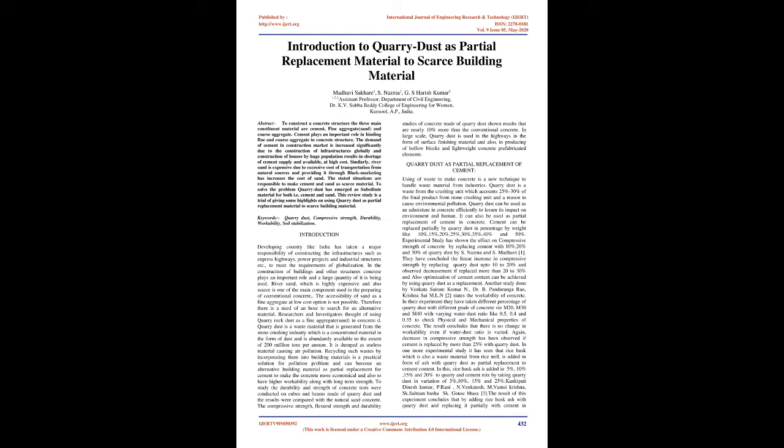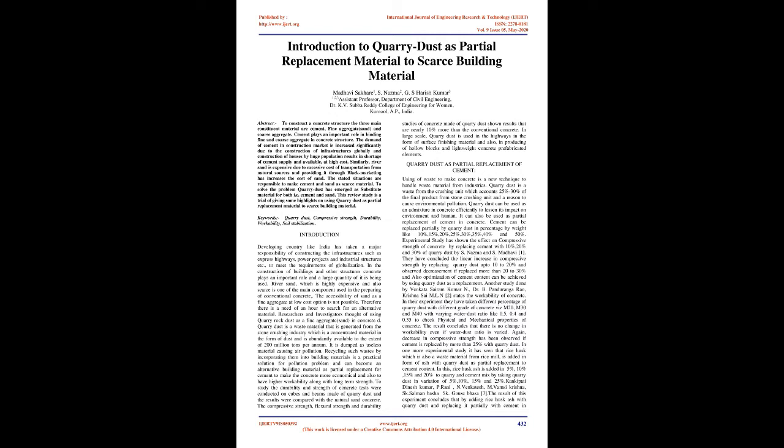along with long-term strength. To study the durability and strength of concrete, tests were conducted on cubes and beams made of quarry dust, and the results were compared with the natural sand concrete. The compressive strength, flexural strength, and durability studies of concrete made of quarry dust showed results that are nearly 10% more than the conventional concrete. On a large scale, quarry dust is used in highways in the form of surface finishing material, and also in producing hollow blocks and lightweight concrete prefabricated elements.